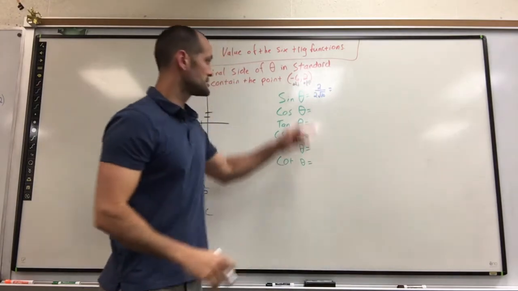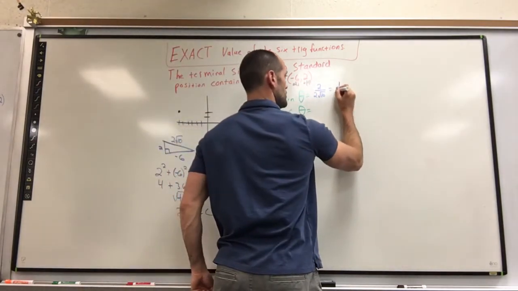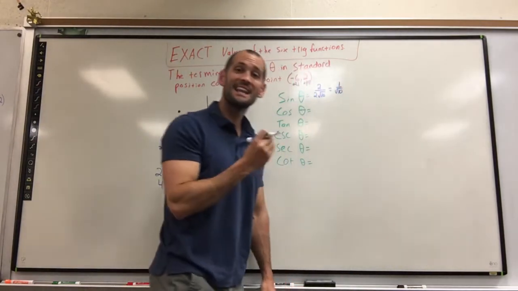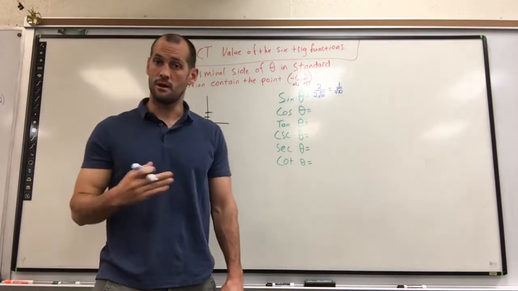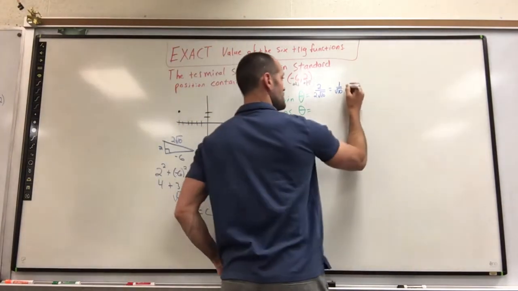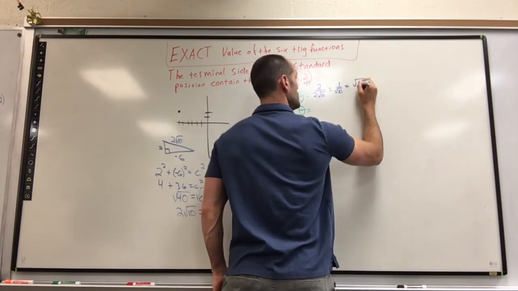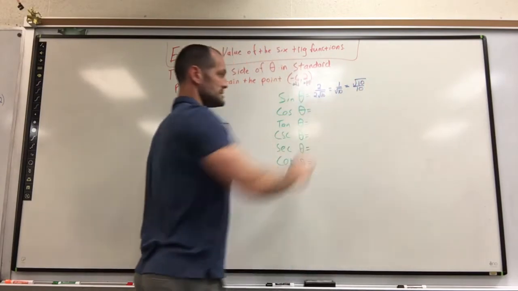Now, a couple things here. First off, the 2's reduce. We get 1 over square root 10. But you're not allowed a radical in the denominator. Remember that. So simply rationalizing by multiplying top and bottom by root 10, we get root 10 over 10. There's the sine of theta.